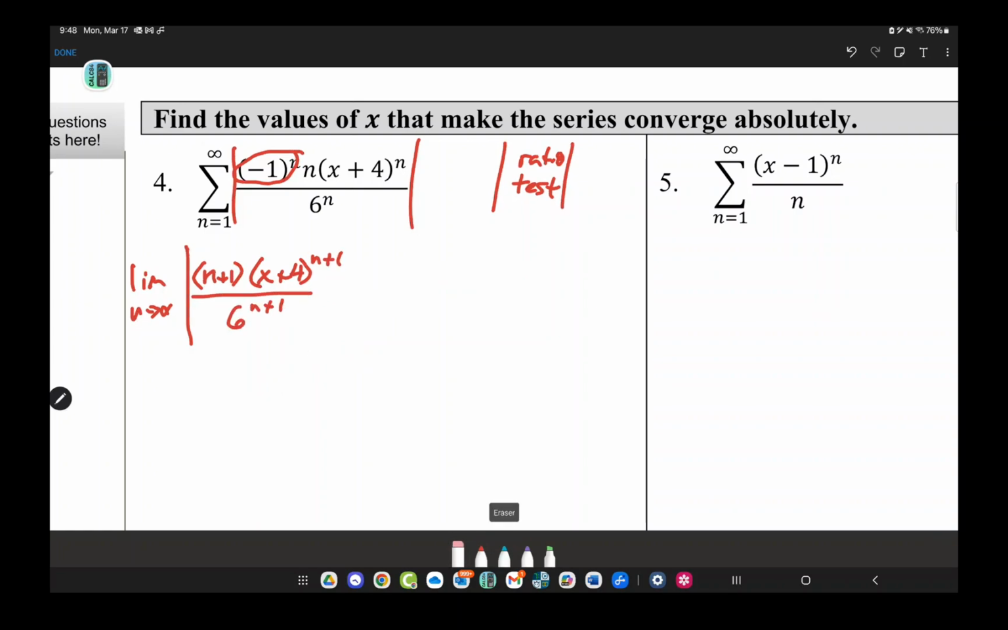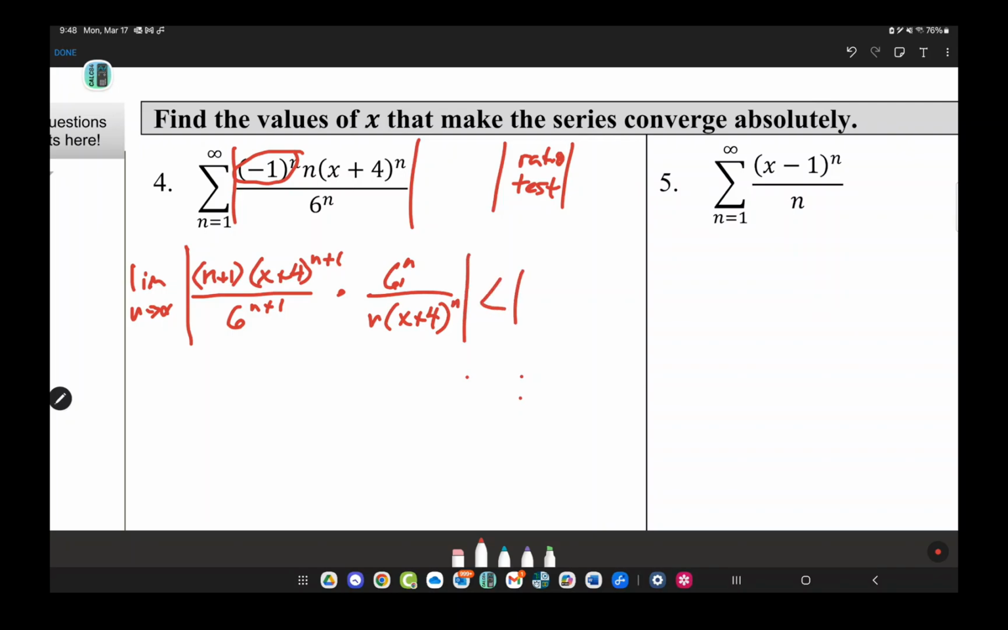Why are you writing x less than? Ratio test. That is not correct here. Now, what do we do? We multiply by the reciprocal of this, right? So 6 to the n over n times x plus 4 to the n. Then I'll make sure that's less than 1.